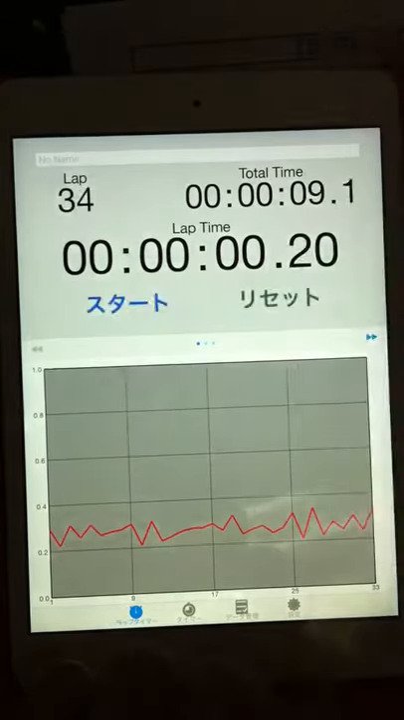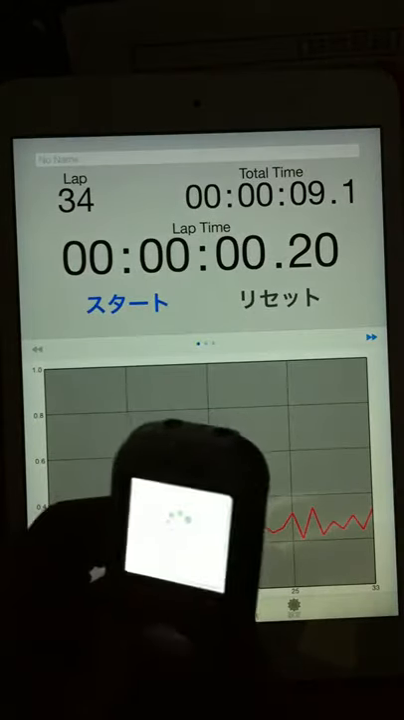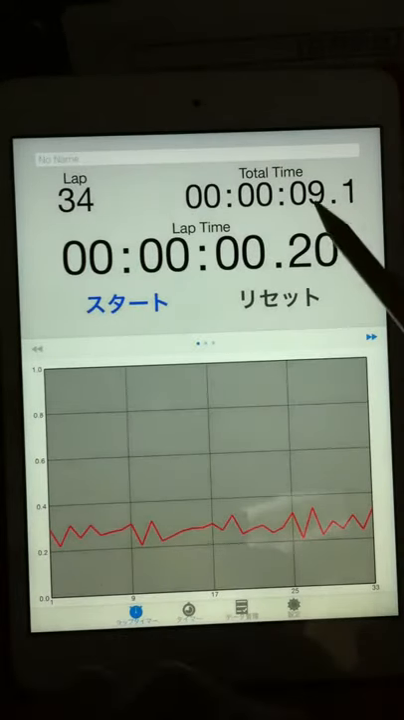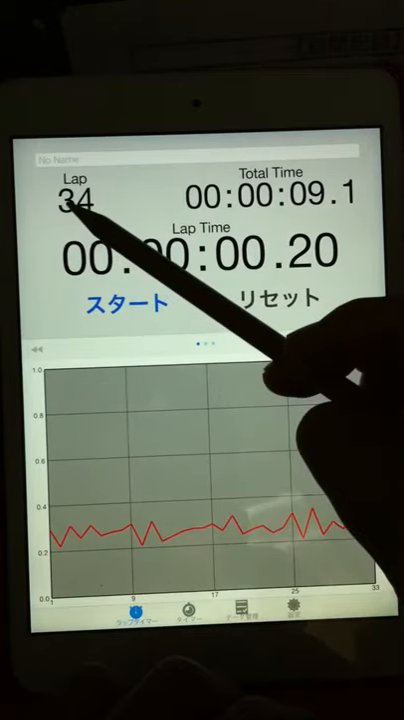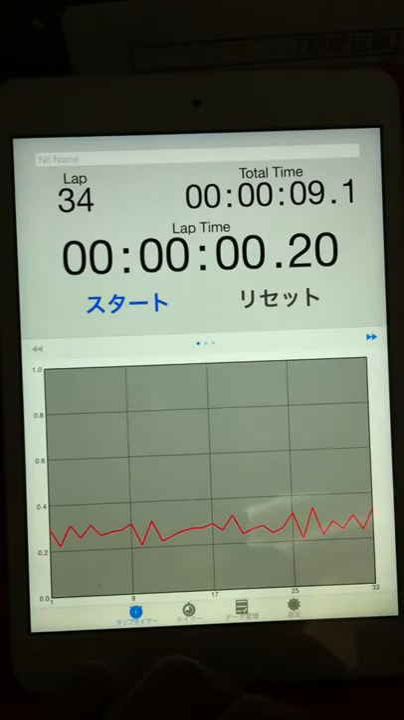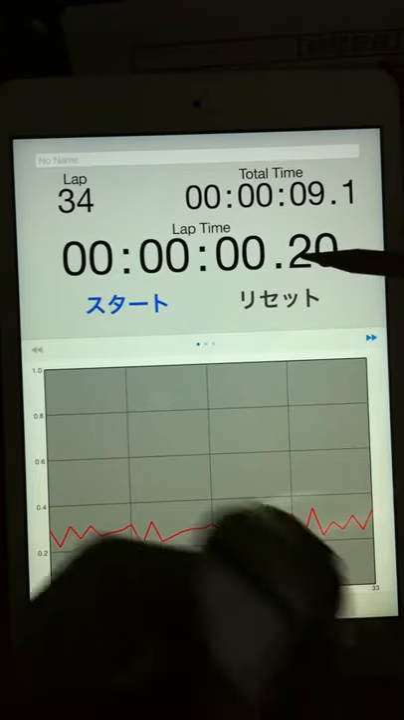1, 2, 3, 4. Today's tempo: 9.1 seconds divided by 3, 4, multiply 2, equals 5.54 seconds for 1 beat.